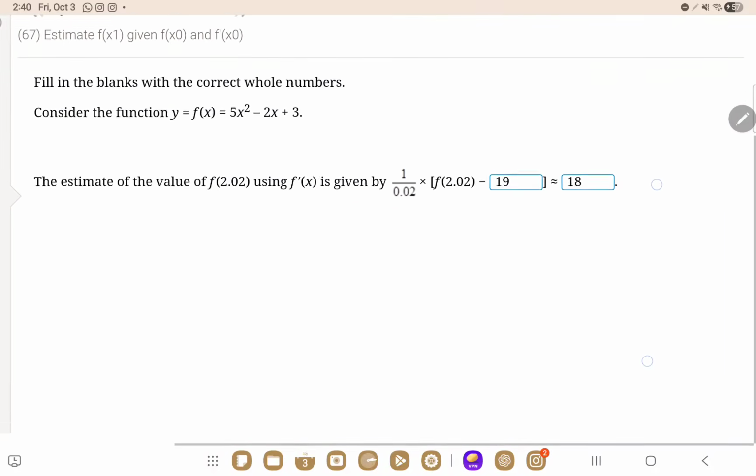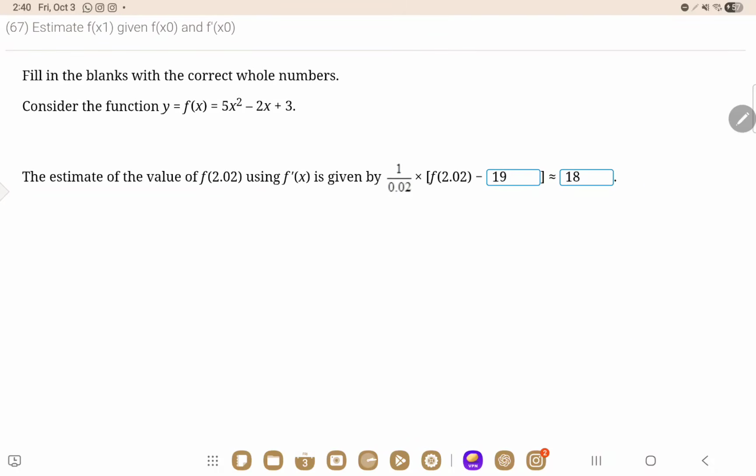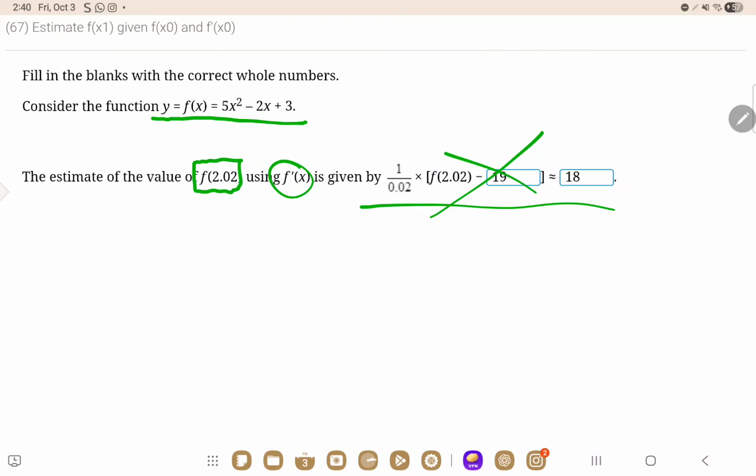Now here it's the same concept but implemented in a slightly different way. Here they want you to find the equation to estimate this value. I am actually going to estimate this value so you can understand why we're using this equation. They told you that you have a function expressed by this equation, and the estimate of the value of f of 2.02 using f prime of x is used by this equation. For now, ignore everything here and leave it to your last part.